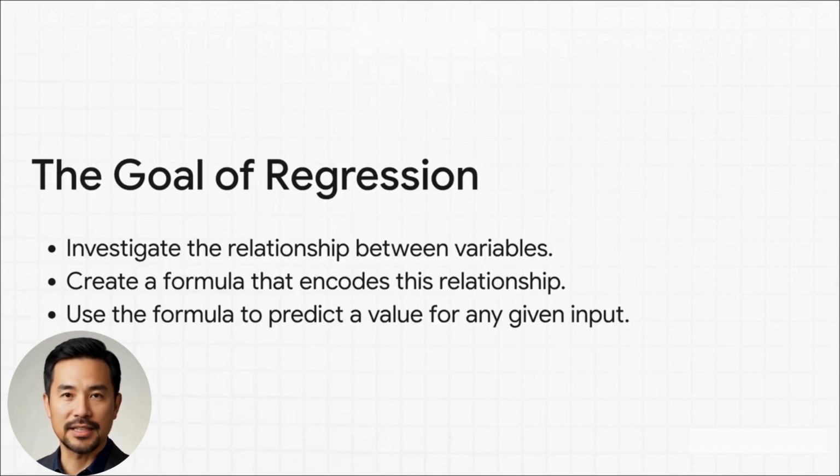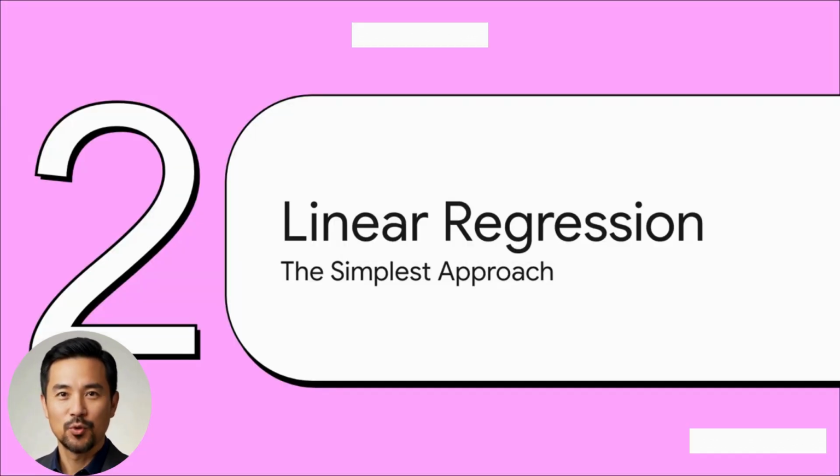So, what's the whole point of this? What's our goal? First, we want to figure out the relationship, right? Day of the year versus price. Then, regression helps us create a formula that basically is that relationship. And here's the magic part. Once we have that formula, we can use it to predict the price for any day, even days we haven't gotten to yet.